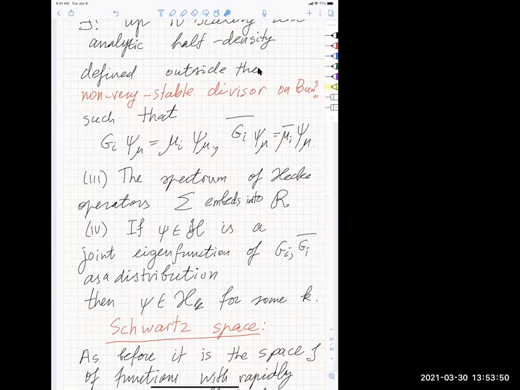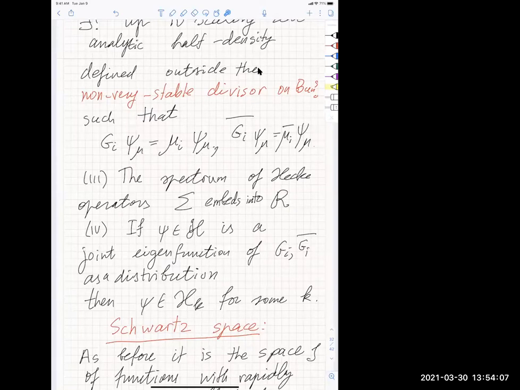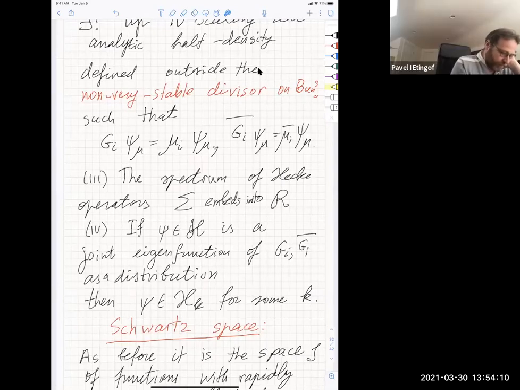And the very stable divisor is defined as those bundles that don't have a nilpotent Higgs field which preserves parabolic lines. Okay, and also if psi is a joint eigenfunction of these G_i and G_i bar, which act on it as a distribution on the moduli space, and it lies in H_K for some K, then it lies in L2.